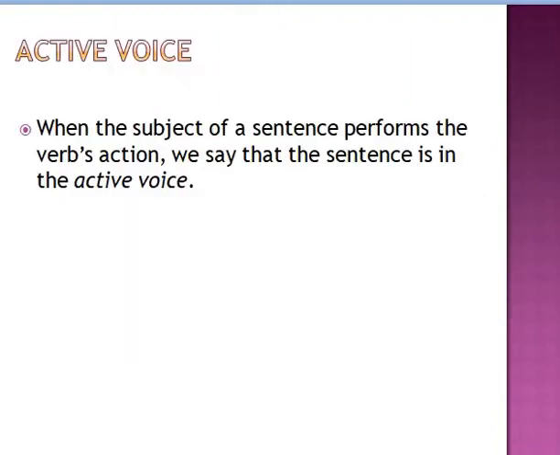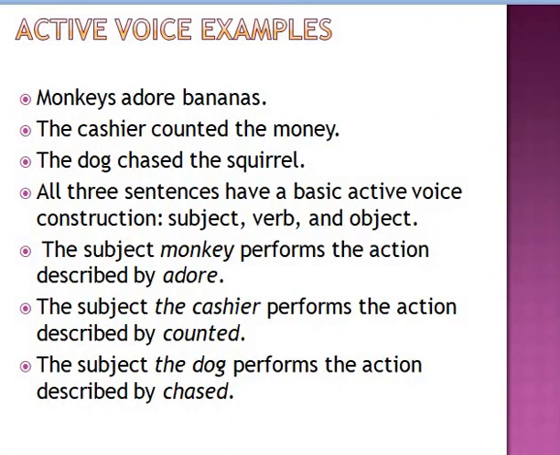A verb is said to be in the active voice when the subject is active, that is, performs an action. It is said to be in the passive voice when the subject is passive. Let's study the active voice with the help of examples. Monkeys adore bananas. The cashier counted the money. The dog chased the squirrel.